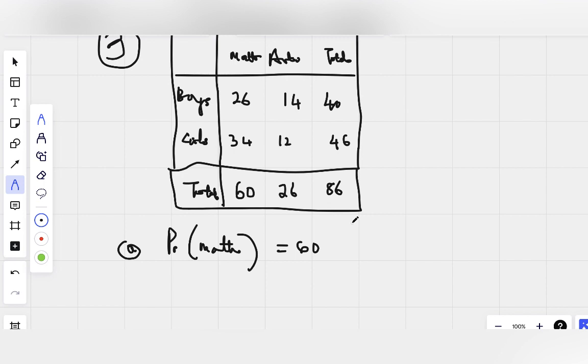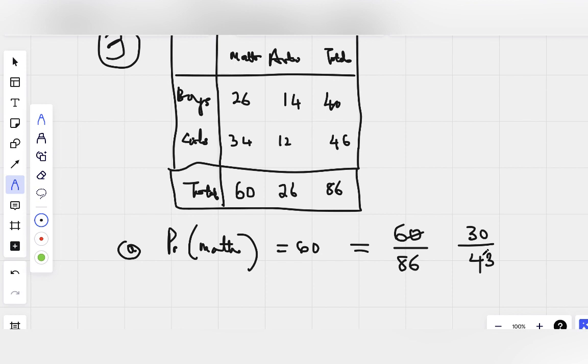So the probability of a student doing mathematics will be what? The 60 students that are doing mathematics over the total number of students in the class. That gives us 60 over 86. So we can simplify this. 2 goes into 60, you get 30, and 2 goes into 86, and you get 43. 43 is a prime number, right? So since it's a prime number, we cannot reduce further. So that gives us the solution.